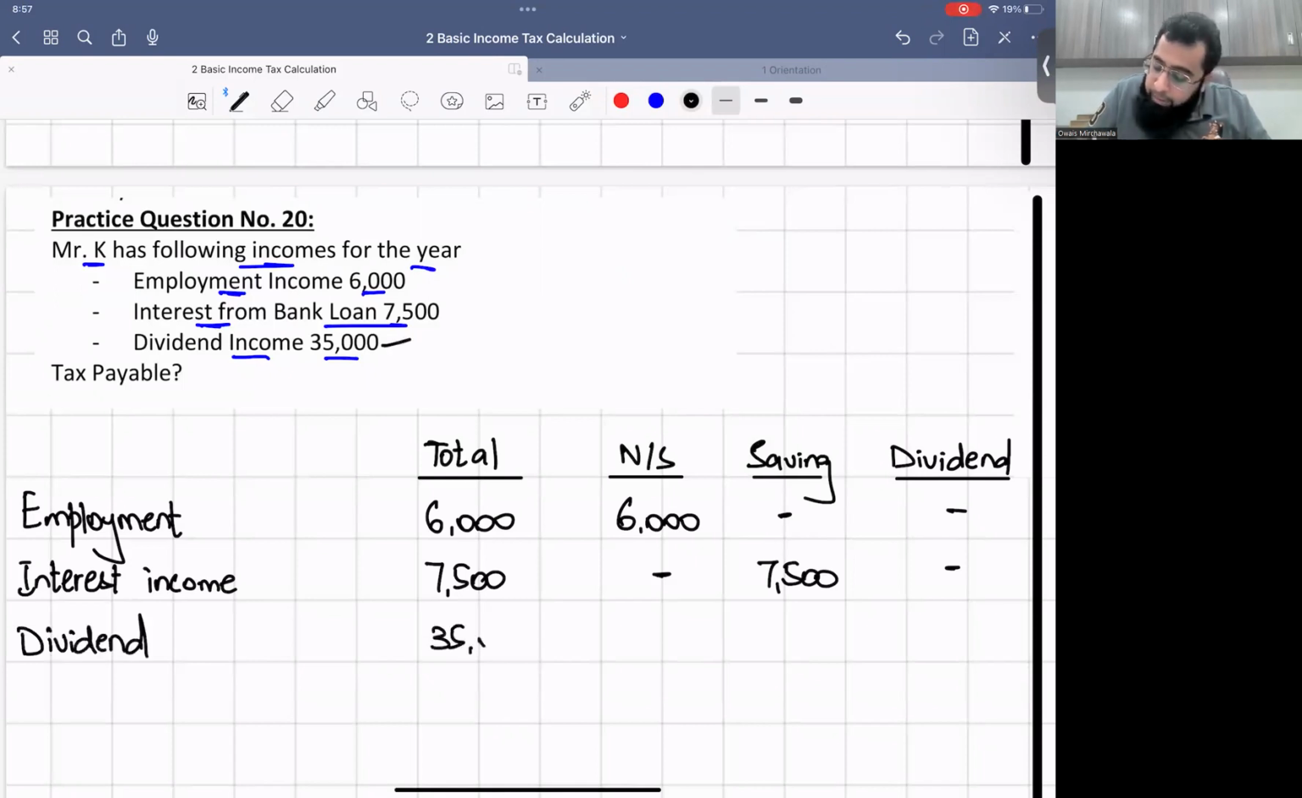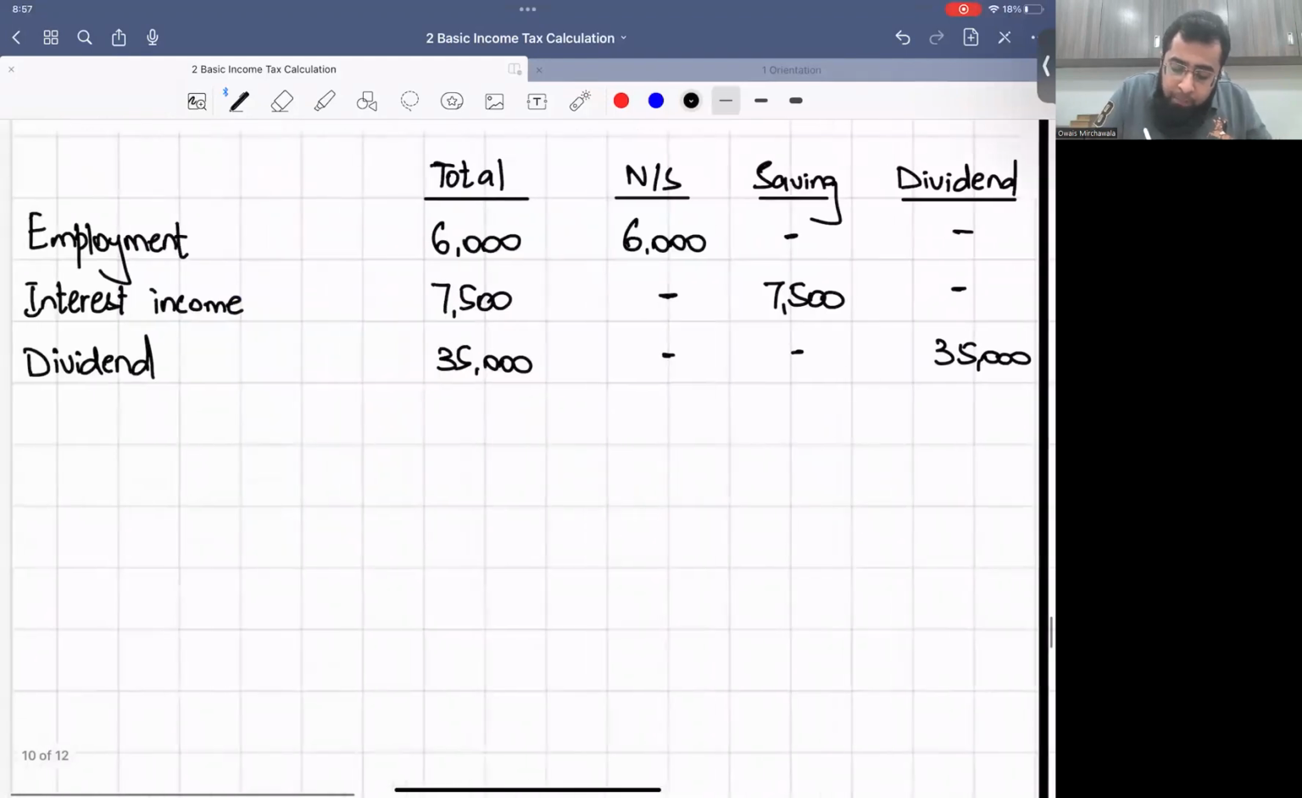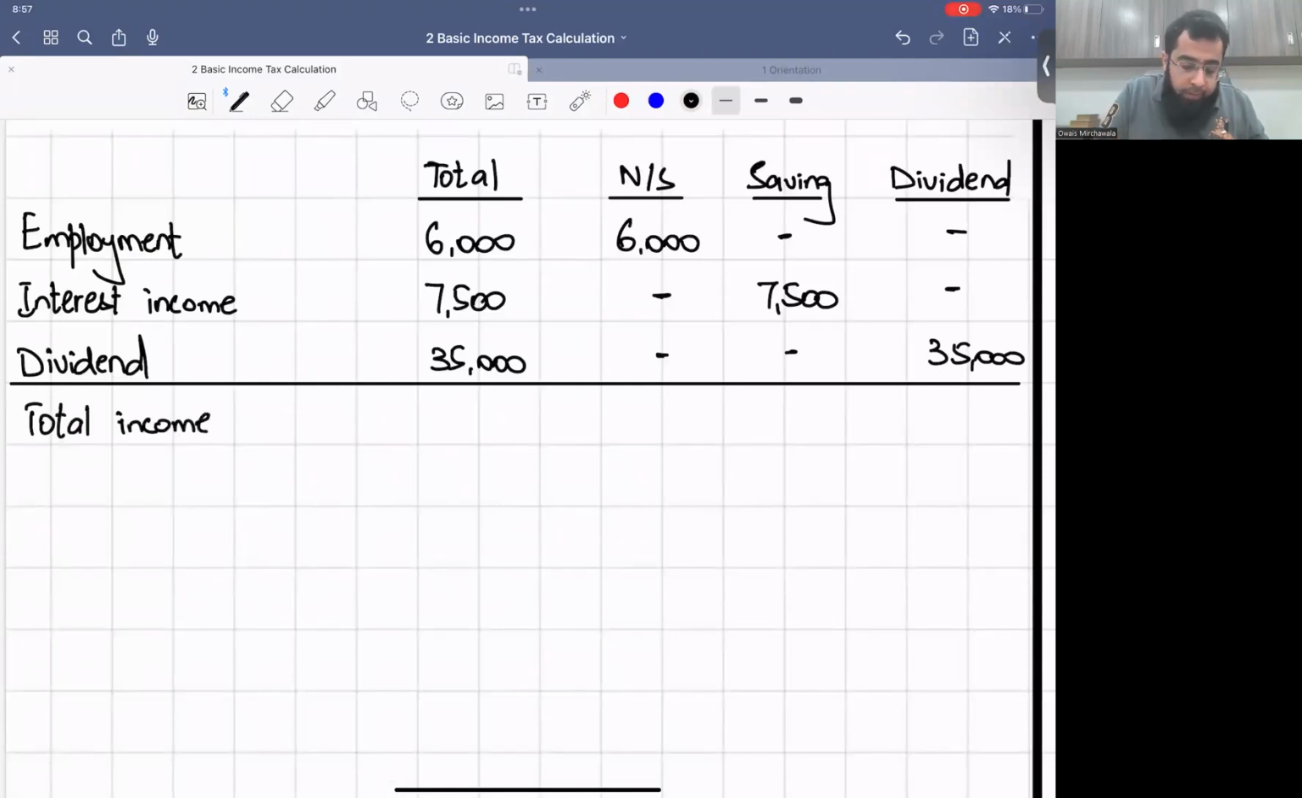Total column, and then in the column of dividend. I believe that there is nothing new. Employment income, non-saving, interest income, saving, and dividend goes in the column of dividend. Okay, we'll add up all of them to arrive at the value of total income. So 6,000 plus 7,500 plus 35,000.